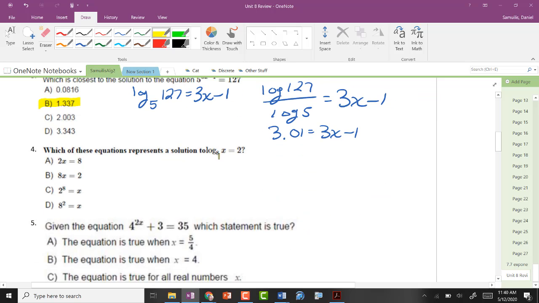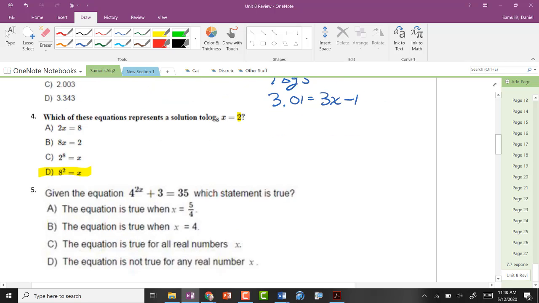This is a simple conversion. Which one is the proper conversion? This is always equal to the exponent. There's only one of them that does that. That is letter D. Logarithms equal an exponent.